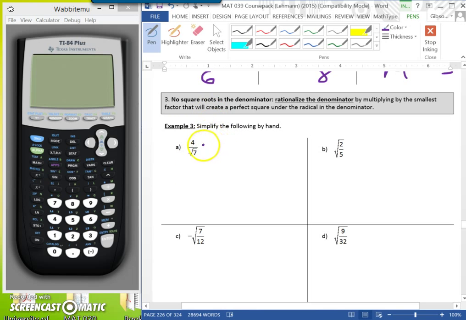So what we need to do is this here. We can multiply the numerator and denominator by the square root of 7, because we know anything except 0 divided by itself is 1. So we're technically not changing the problem. So this would give us 4 times the square root of 7 all over the square root of 49.